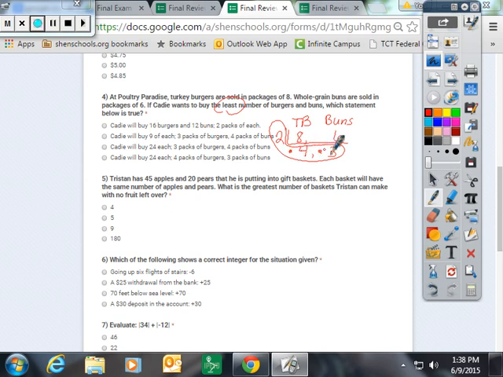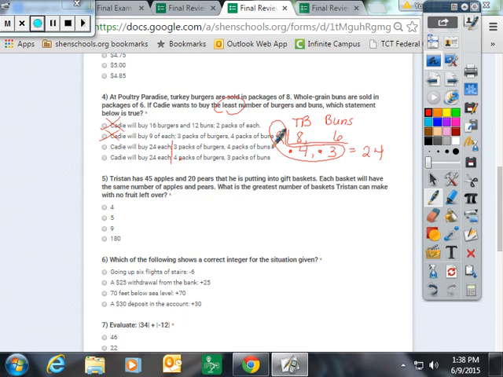2 times 4 is 8. 8 times 3 equals 24. They're first going to meet at 24 of each, okay? Then the question wants to know which statement below is true. If we buy, Katie will buy 16 burgers and 12 buns. Nope. Katie will buy 9 of each. Nope. Katie will buy 24 of each. This is correct, and so is this.